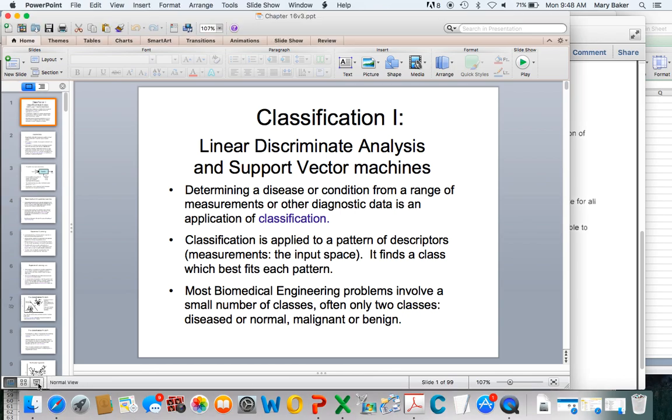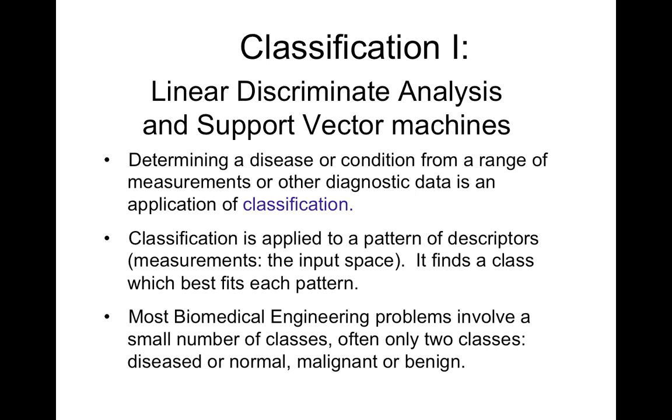Okay, in this set of videos, we're going to discuss classification, sometimes also referred to as pattern recognition. But classification is a specific type of pattern recognition because basically what we tend to do is try to cluster data into different classes or categories. In bioengineering, a lot of times we're looking at determining a specific disease or a condition from some range of measurements or other diagnostic data. So that's one application of classification.